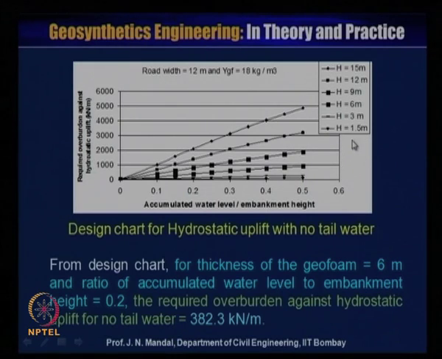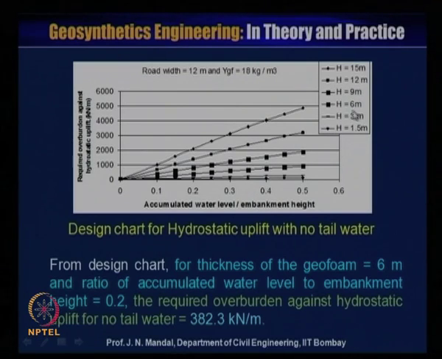and for different H values, that means H may be 1.5 meter, 3 meter, 6 meter, 9 meter, 12 meter and 15 meter. So, here it is given. Okay. So, from this design chart for thickness of the geofoam, let us say 6 meter. So, your height of the embankment is 6 meter.